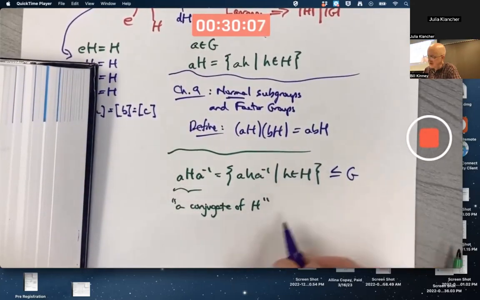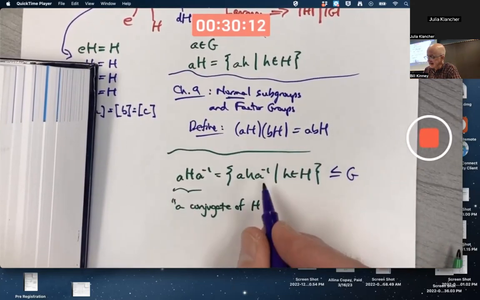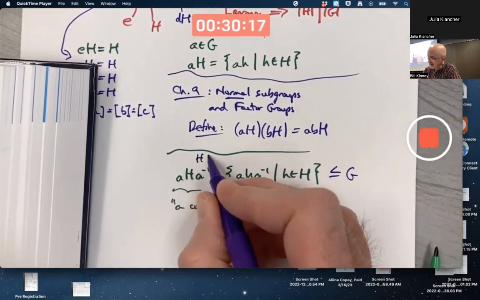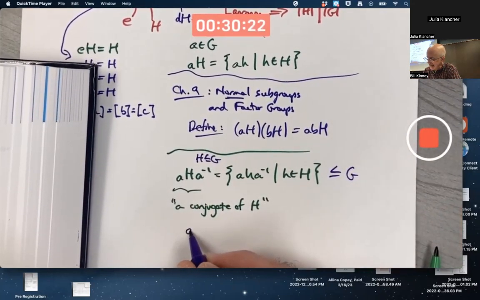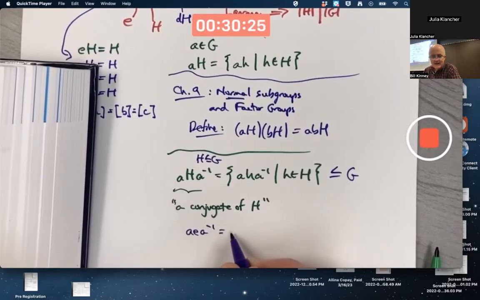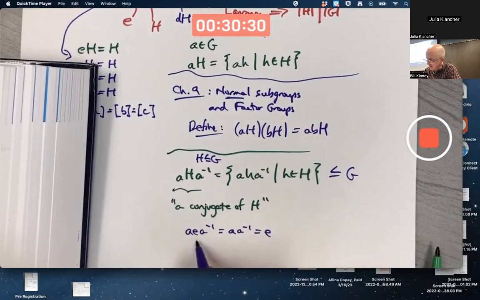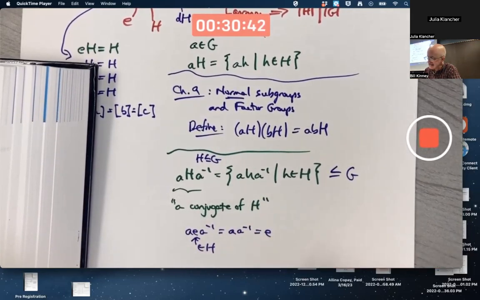Is this always a subgroup of G? Well, first, is it non-empty? Does it contain the identity? Yeah, take little h to be the identity. I'm assuming H is a subgroup of G here. Take little h to be the identity. a a inverse is e. In other words, e can be written in this form. And that's an element of H because H is a subgroup. Therefore, e is in here. This does contain the identity.